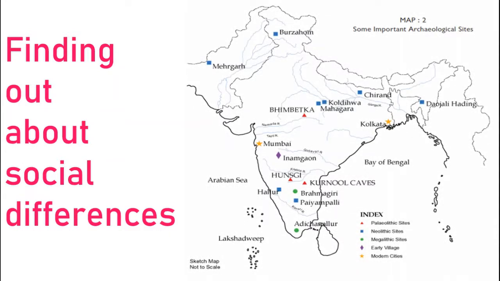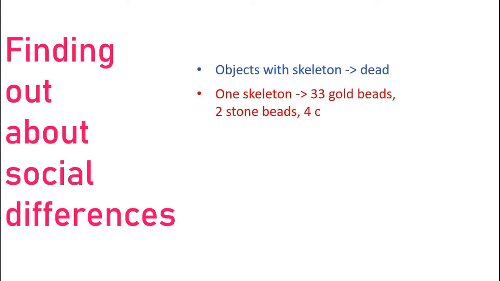So you can see I have marked Brahmagiri here. So this is Brahmagiri, you can see in the southern portion of India. And here special burials, or you say special skeletons, were found. So let me tell you what was buried with the skeletons. Some objects were found in the grave. Like one skeleton was buried with 33 gold beads, 2 stone beads, 4 copper bangles, and 1 conch shell.